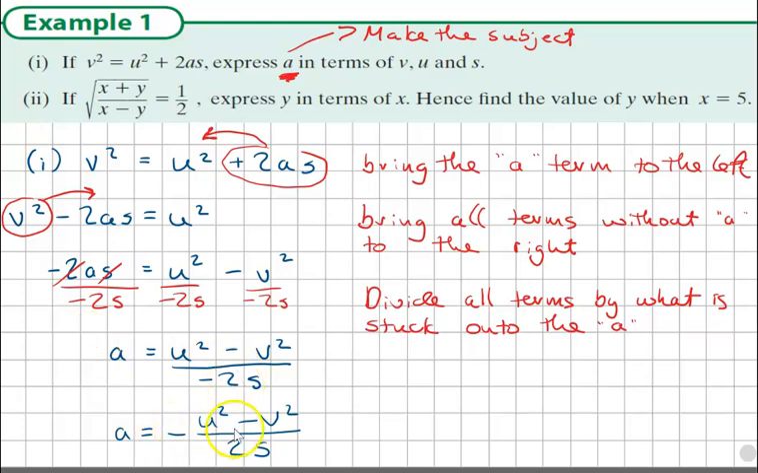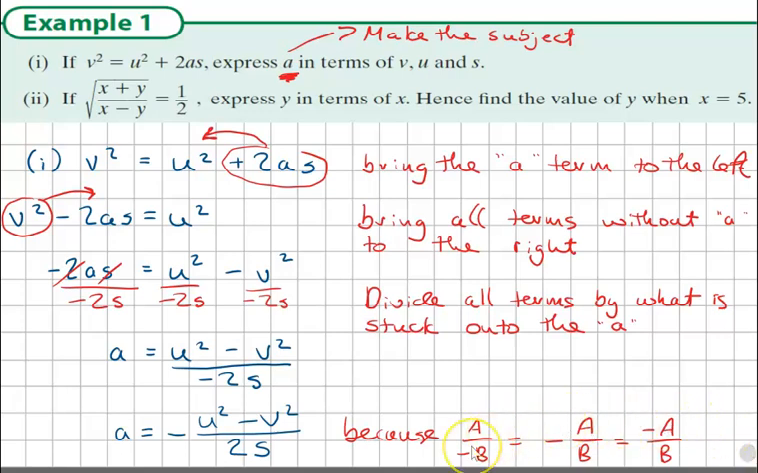Like so. So notice now it's gone from the 2s at the bottom and it's in front of the fraction. And we can do this because a over minus b is equal to minus a over b. So this is just a little rule with fractions and a minus.